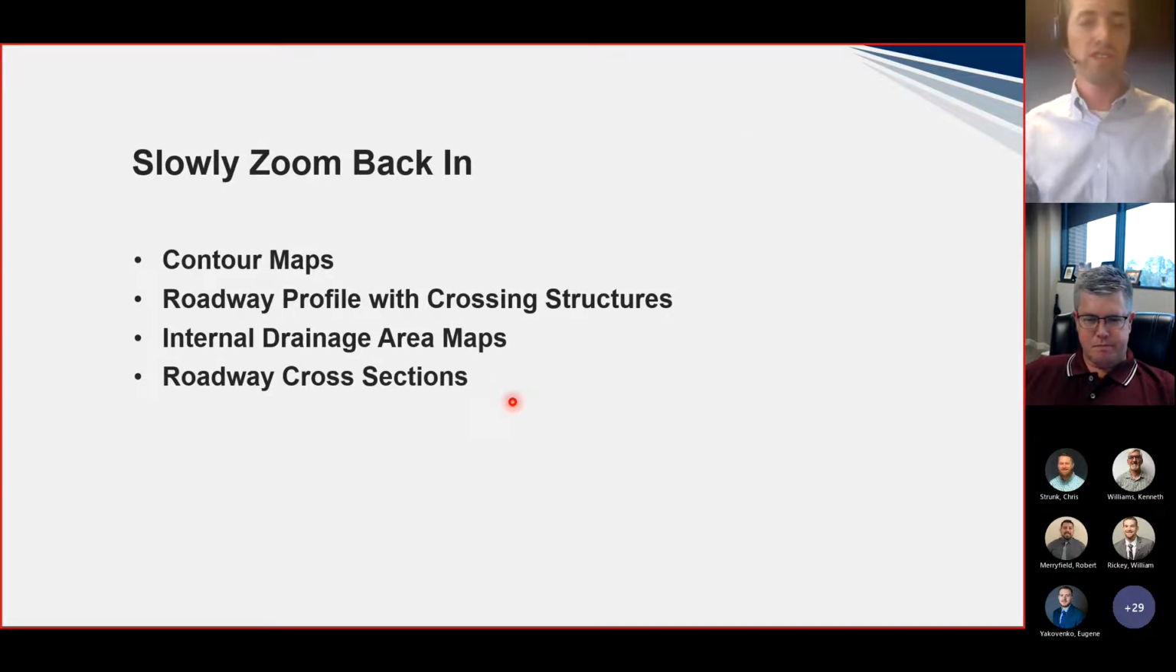I'm going to slowly start zooming back in now. Here we might look at our actual contour maps from survey, as well as our roadway profile that shows the cross drainage structures, and internal drainage area maps, roadway cross sections. I want to emphasize it's important when we're developing the roadway profile to include the crossing structures on it at the beginning, and the surveyed ones, we probably have to replace some of them, but just to get an idea of the elevations of those so that we don't end up making a mistake on our profile, as well as the water surface elevations once they've been calculated.